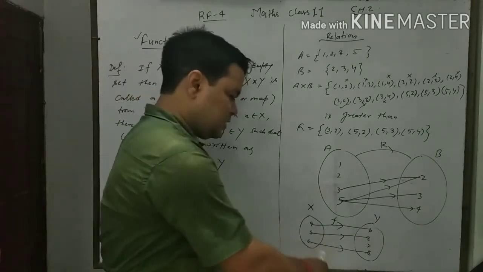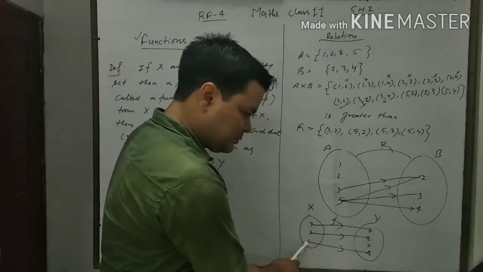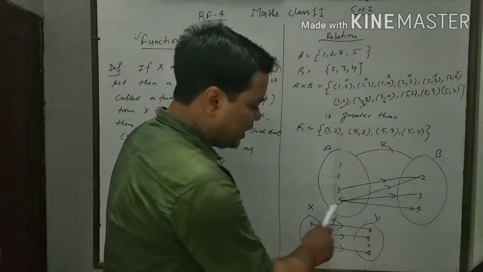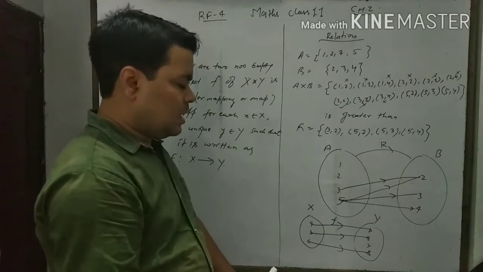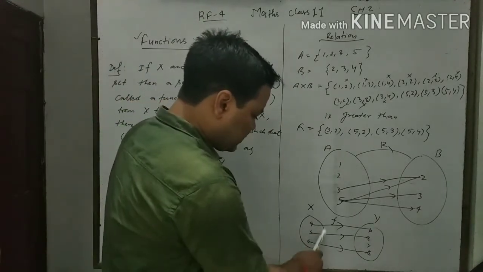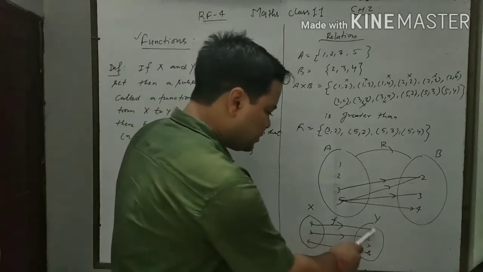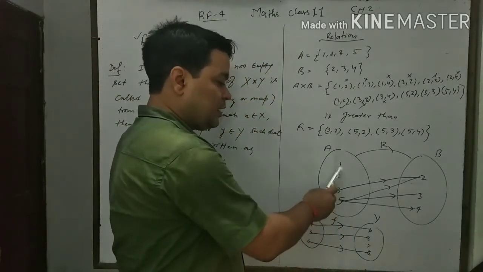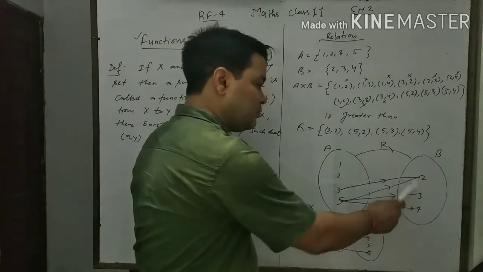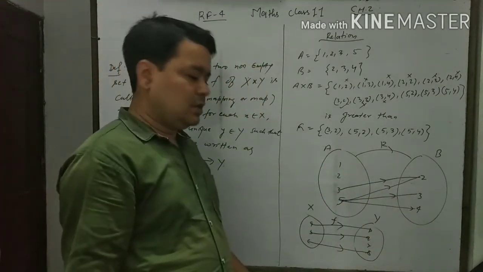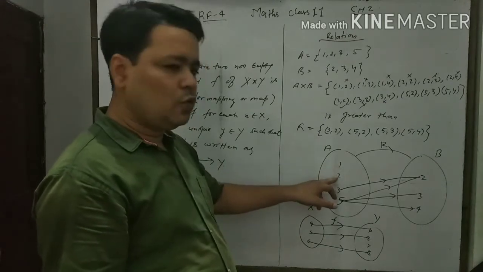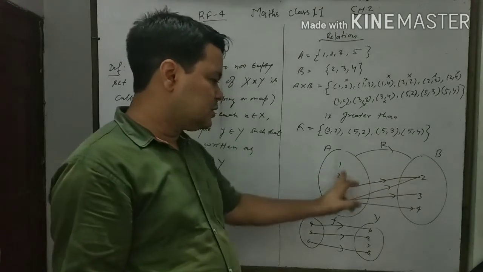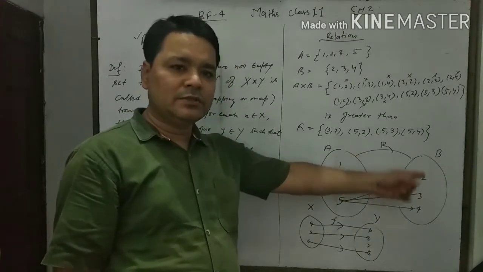This is a function because each element of X has a unique element in Y, or we can say each element of X is related to a unique element of Y. But here each element of A does not have a unique element in B. Here we have two elements, 1 and 2, which are not related to any element of B. Therefore this is only a relation but not a function.